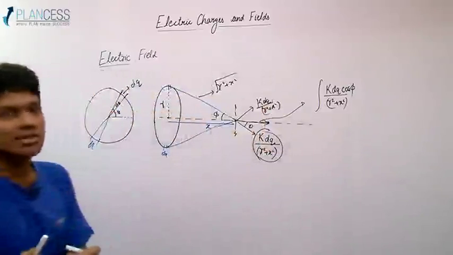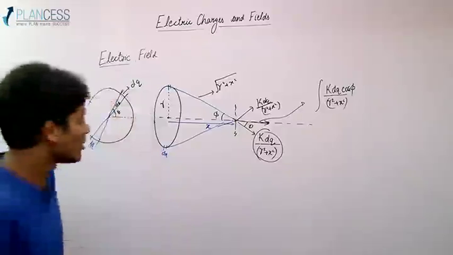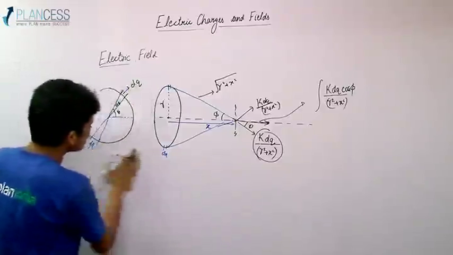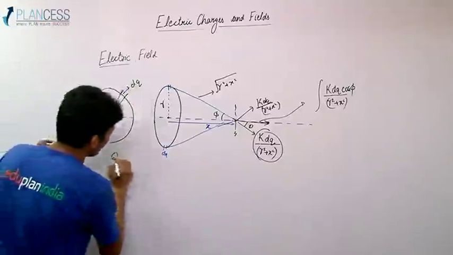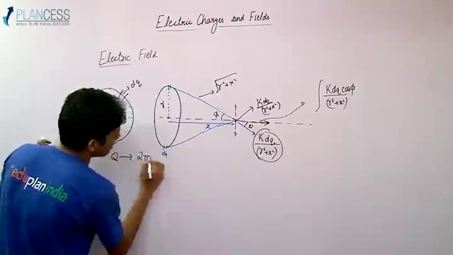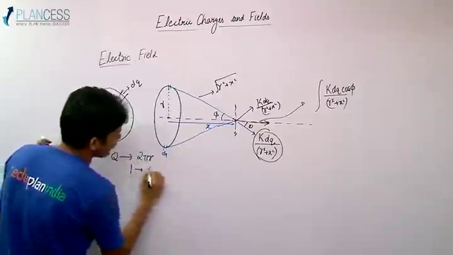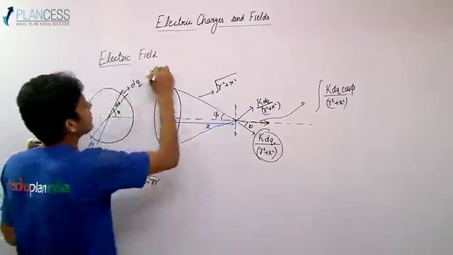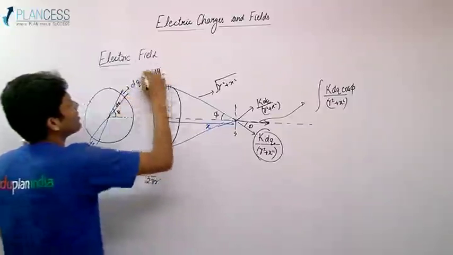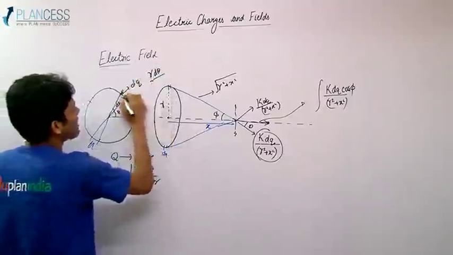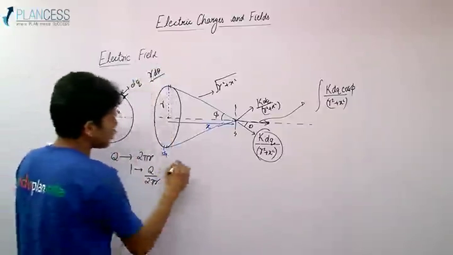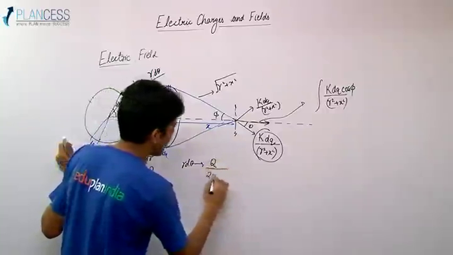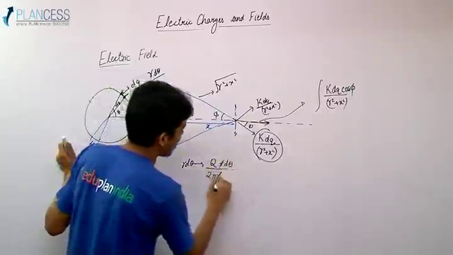We know that charge q is uniformly distributed in this ring. So I can write this dq charge as follows. Since charge q is uniformly distributed over the distance 2 pi r, in 1 unit distance it would be q upon 2 pi r, and the length of this small arc is r d theta. So in the distance r d theta, the total charge would be q upon 2 pi r times r d theta. So r gets cancelled out.